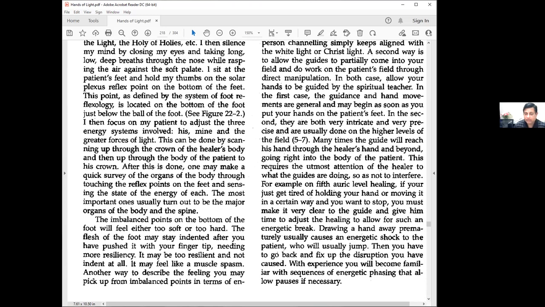But again, we have to be very clear that we are not doing the work. The guides are doing the work. So the ego must not come into the game.